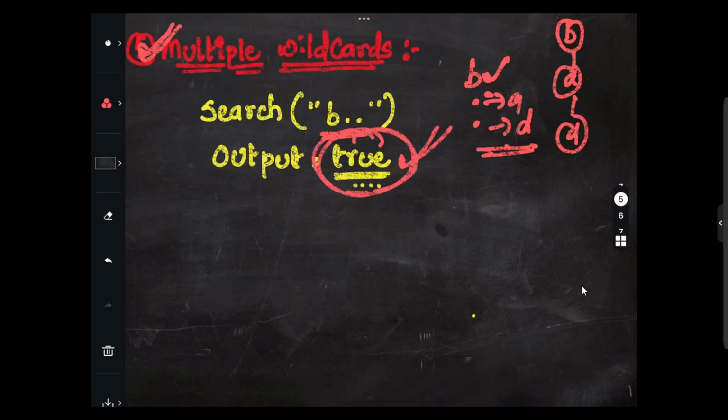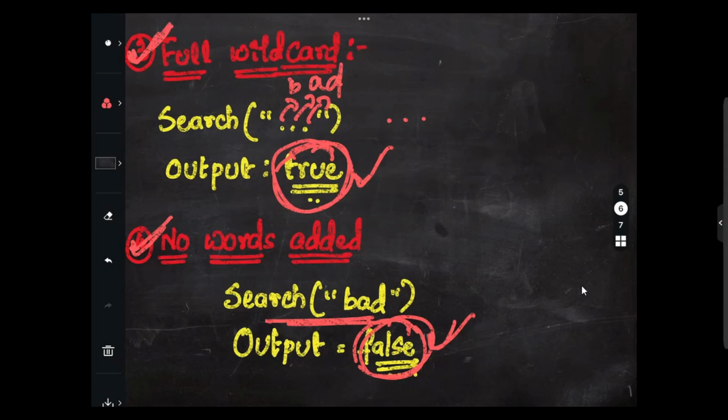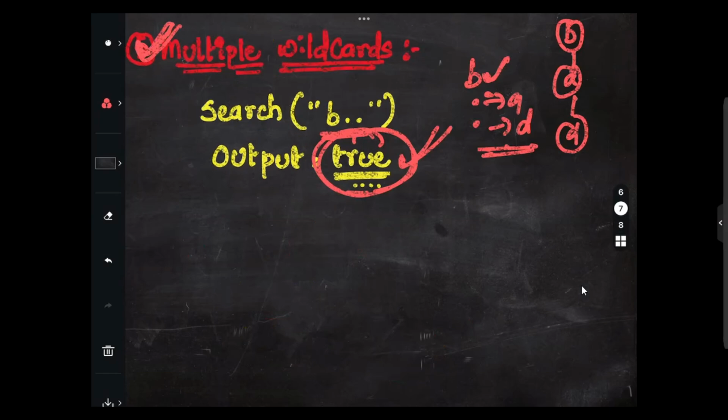So these are the 5 edge cases that we need to keep in mind. The first edge case is for the word not in the tree. The second edge case is for the single character. The third edge case is for the full wildcard. The fourth edge case is for no words added, and the fifth edge case is for multiple wildcards. These are the 5 edge cases that we need to consider here, right? So just keep this in mind.